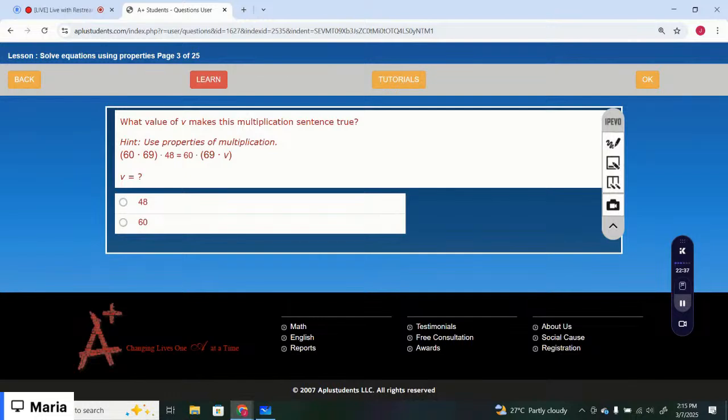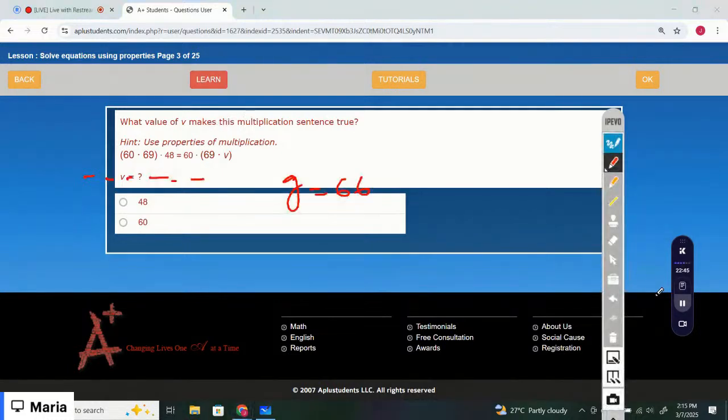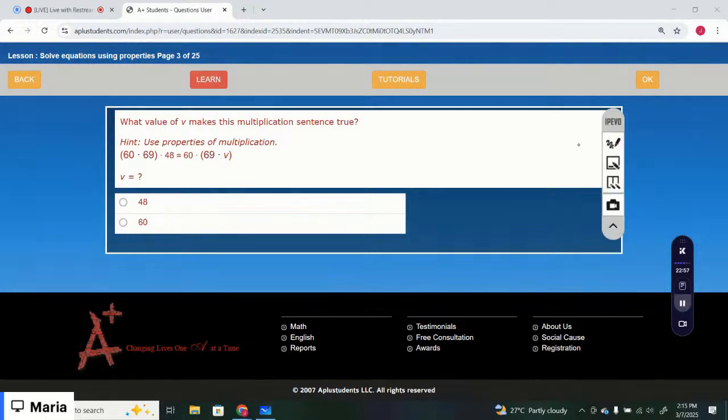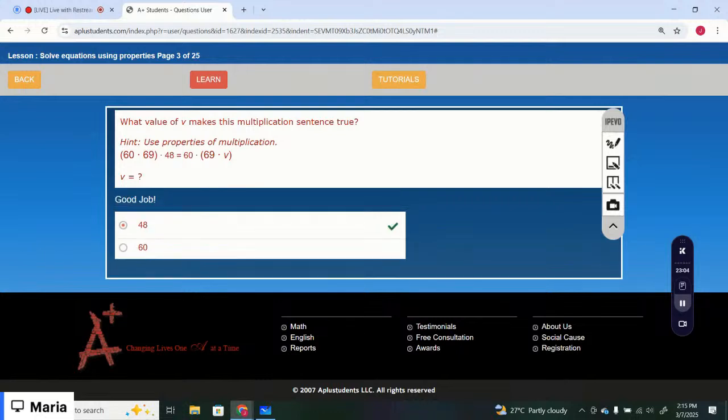What value of B makes the multiplication sentence true? That is the distributive property of multiplication. So both sides must have the same numbers. Here you have 60 and here you have 60. 48, you have 69 here, and that means the missing number is 48. So the correct option is 48. Option number one is the correct option.